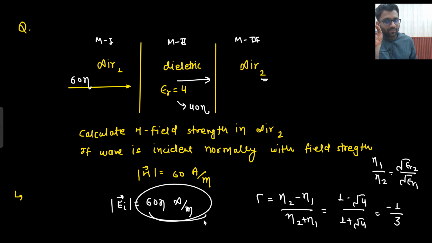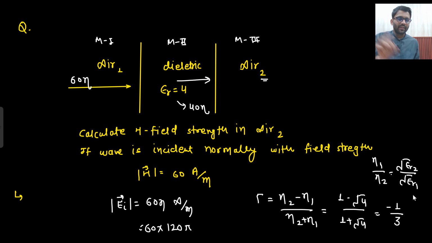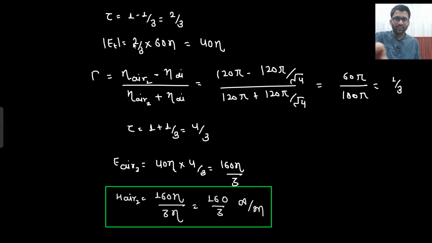So this was just my amplitude. If I had written here 60 into 120 pi, so this is just my amplitude. Here I found out the reflection coefficient, then I found out the transmission coefficient. So now my amplitude got changed to 40 neta. So this neta has nothing to do with dielectric. Are you getting this point? I initially took 60 into 120 pi. So now it has become 40 neta. So 40 into 120 pi it has become.